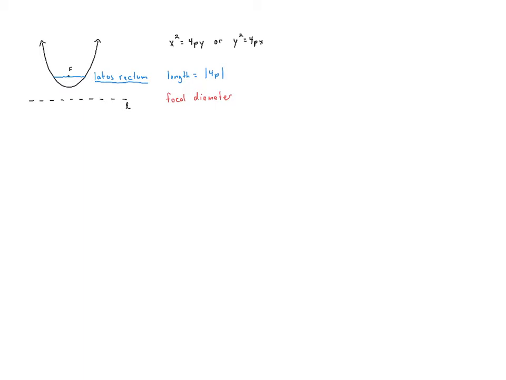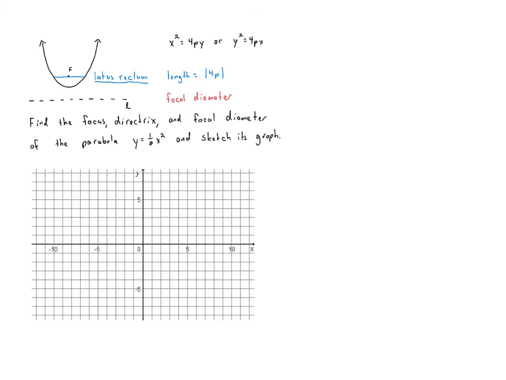So let's look at one example together right now. Find the focus, directrix, and focal diameter of the parabola y equals 1/2 x squared and sketch its graph. So because we have an x squared here, we know that we want to get this into the form x squared equals 4py. So we know we're going to want to isolate the x squared. And we can do that by multiplying both sides by 2, which will get rid of the 1/2 in front of it. So that'll give us the x squared alone on one side, and then 2y on the other side.